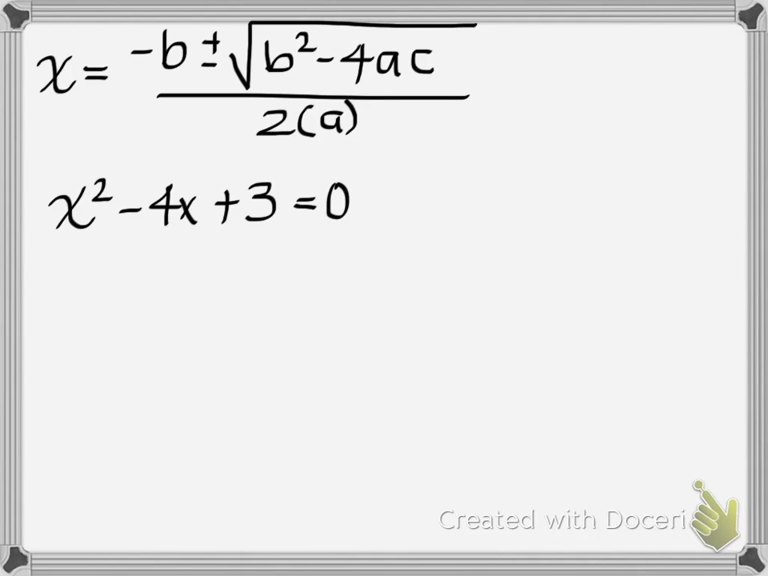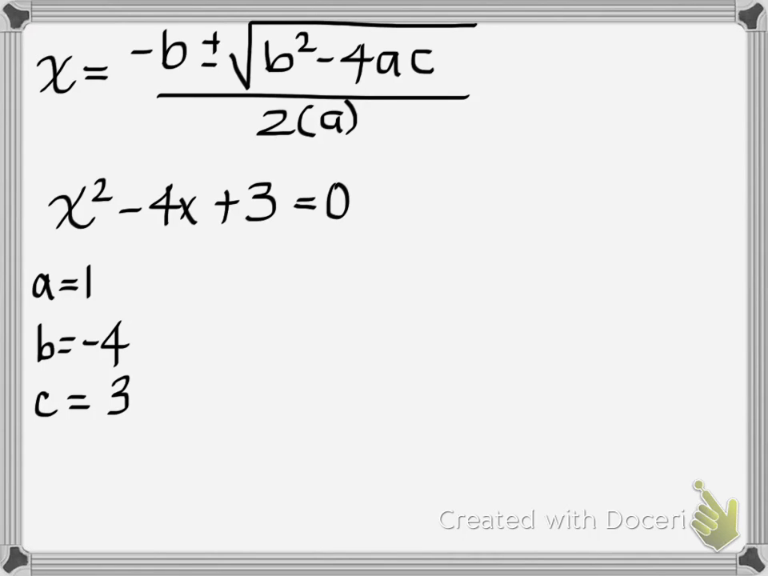So I can identify my a term. The coefficient of x squared is 1, so my a is equal to 1. The coefficient of x is negative 4, so my b is negative 4. And the constant term, which is our c, is going to be positive 3.